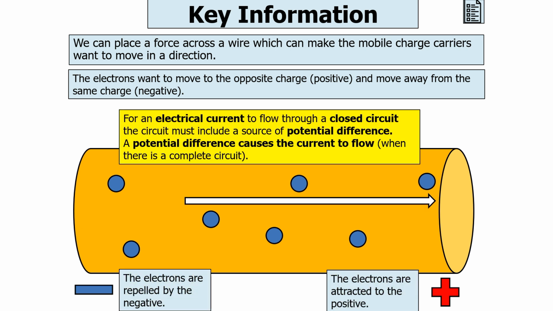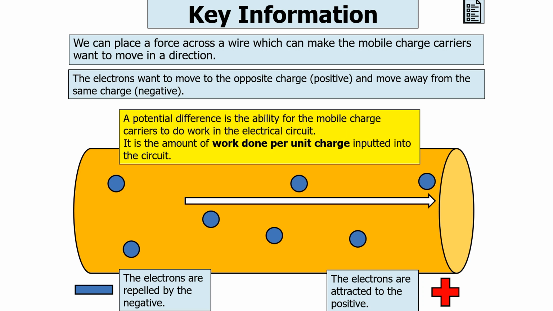For an electrical current to flow through a closed circuit, the circuit must include a source of potential difference. A potential difference causes the current to flow when there's a complete circuit. A potential difference is the ability for the mobile charge carriers to do work in the electrical circuit. It's the amount of work done per unit charge inputted into the circuit, or you could think of it as the amount of work done per unit charge outputted through a component in the circuit.